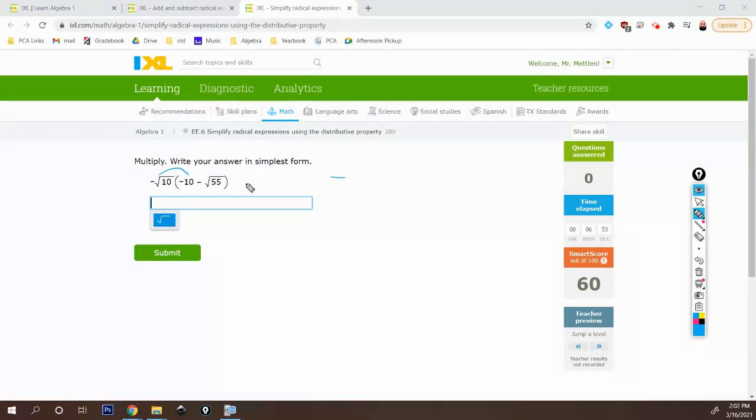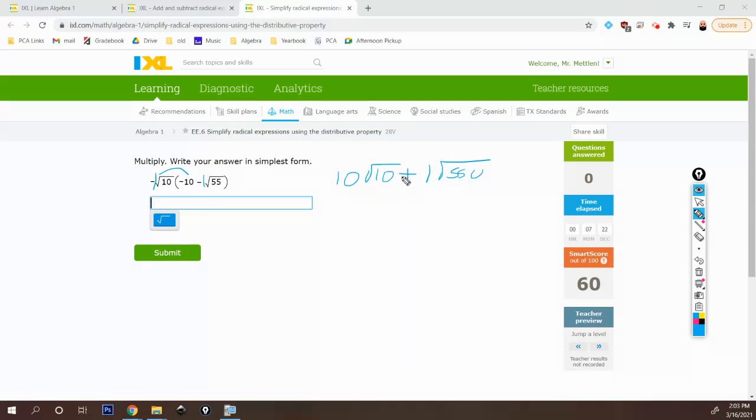Got our 1's in front. So -1 times -10 makes +10. Square root of 10 has nothing to multiply by, so square root of 10. See, that was a -1 in front. So -1 times -1 makes +1. And then 10 times 55 makes 550.